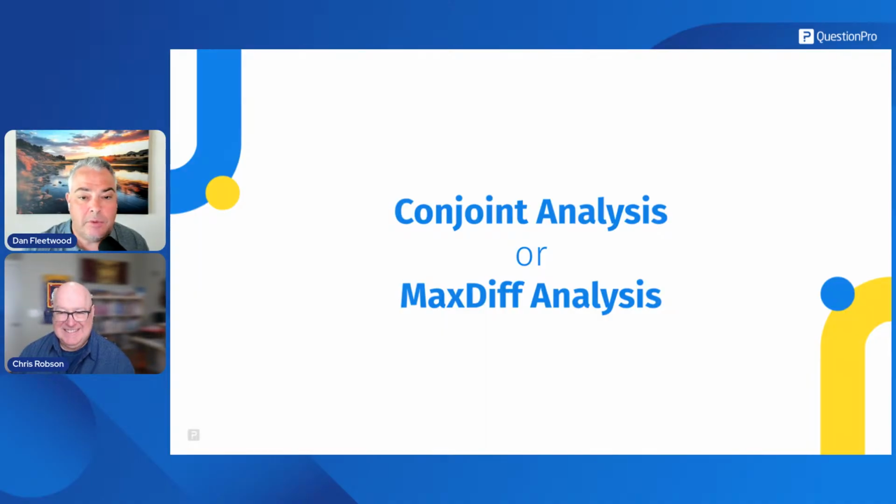First up, Chris, we have conjoint analysis or MaxDiff. Two pretty common ones, I'd say. Conjoint helps people understand and make trade-offs between features when choosing a product. And MaxDiff asks people to pick the most and least important items in a list, helping us rank preferences clearly. So Chris, conjoint or MaxDiff, when and why, or this or that?